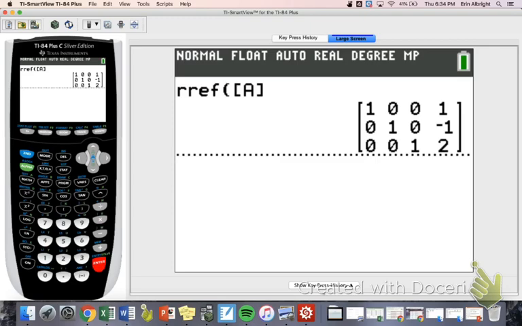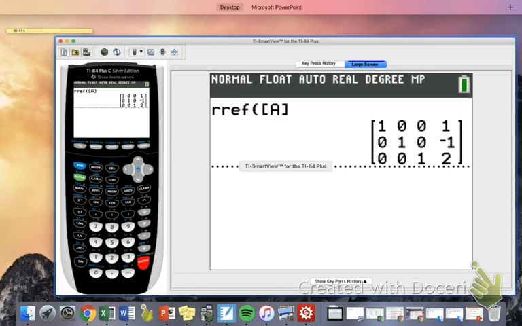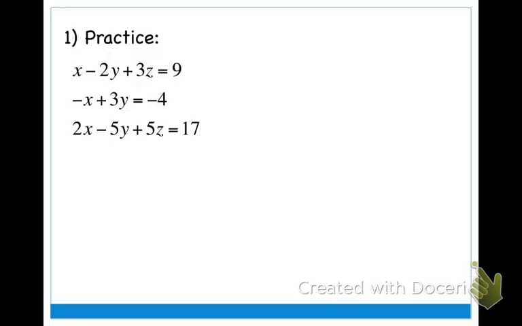I get my 1, -1, and 2. So if I go back to this PowerPoint here, those are my solutions. Those are my answers, my x, my y, and my z variables. You can do this for any system as long as they are all linear, so we don't have any exponents on them.